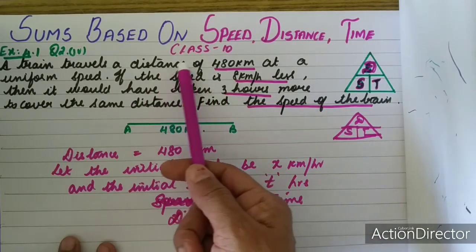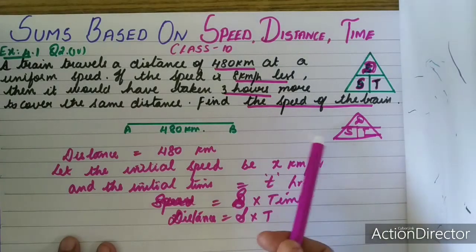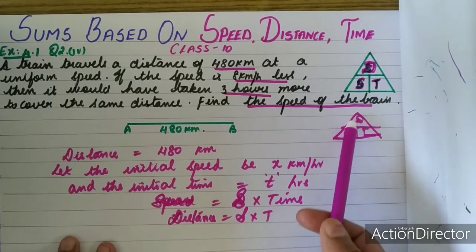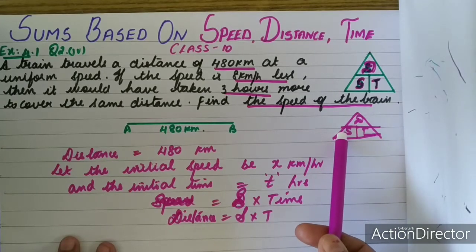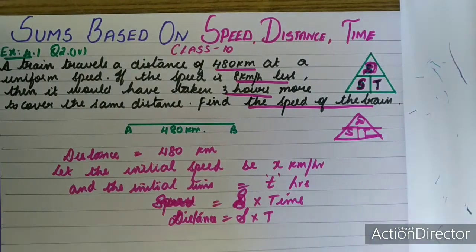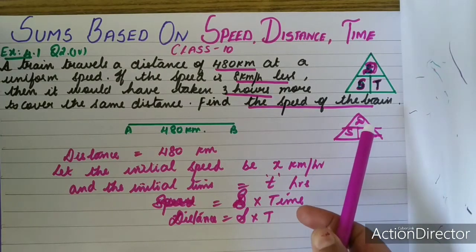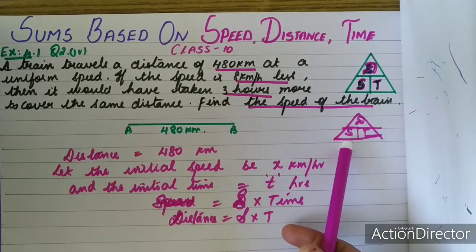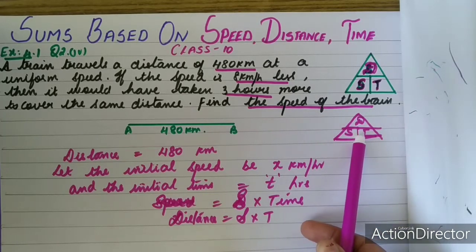First, the train is traveling at a distance of 480 km. So let us write the formula. You remember this triangle, distance, speed and time. So distance is equal to speed into time, and speed is equal to distance upon time, and time is equal to distance upon speed. You can remember this triangle and frame the formula very easily.